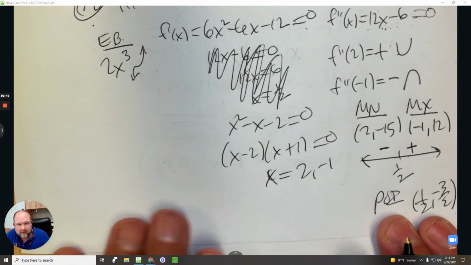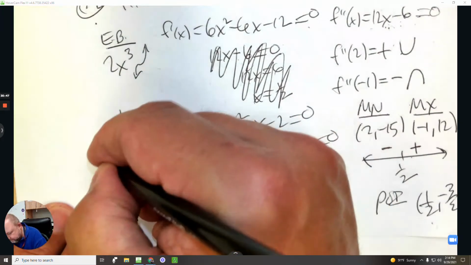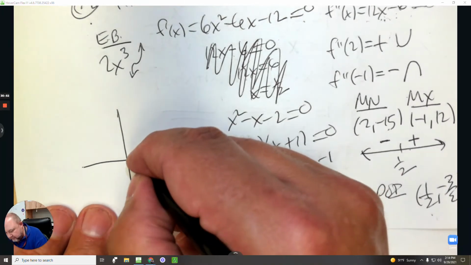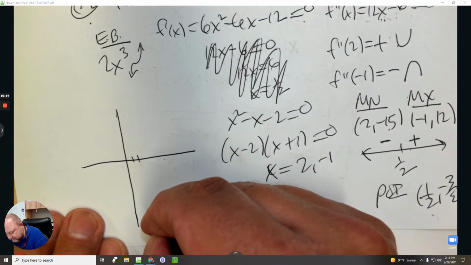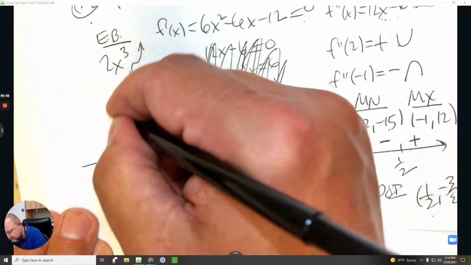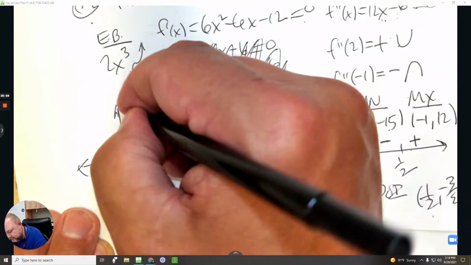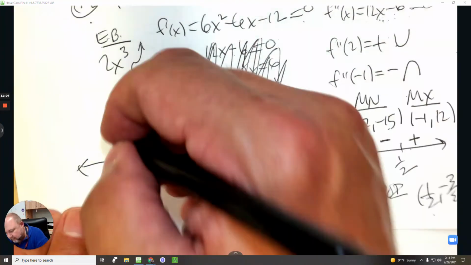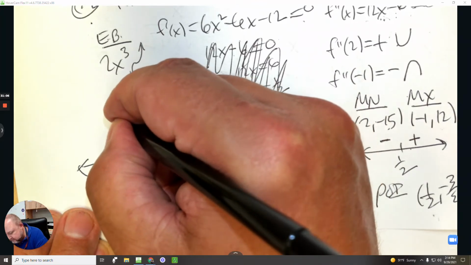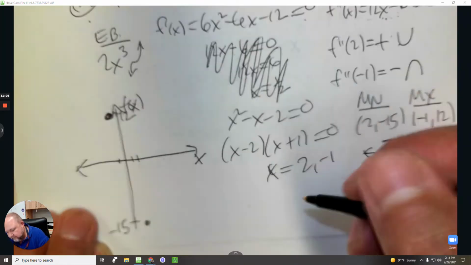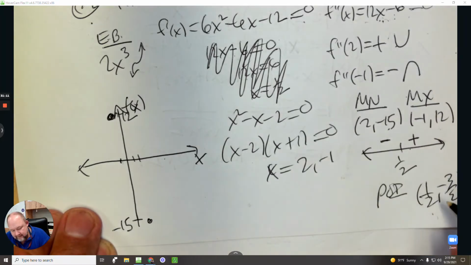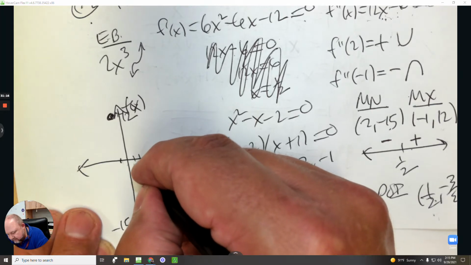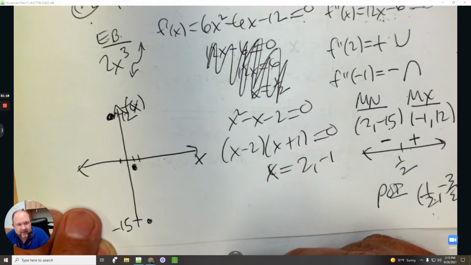So I'm going to do that right here. So we have a minimum at 2 and negative 15. We have a maximum at negative 1 and 12. And then at 1/2 and negative 1.5, we have a point of inflection.